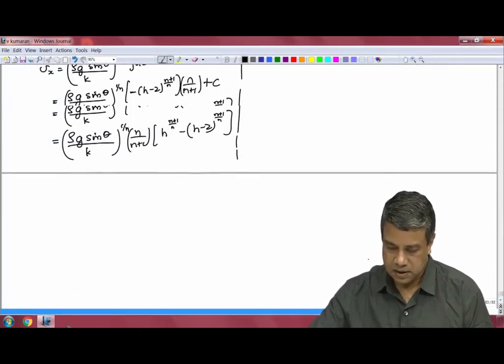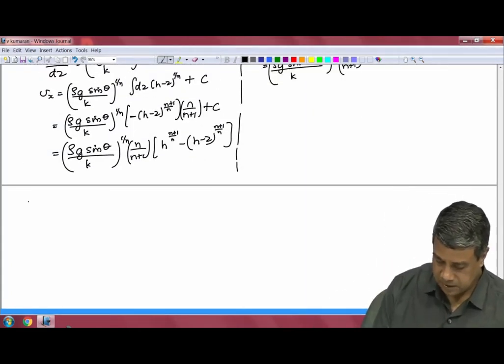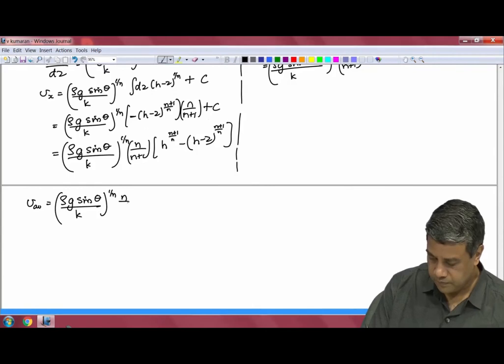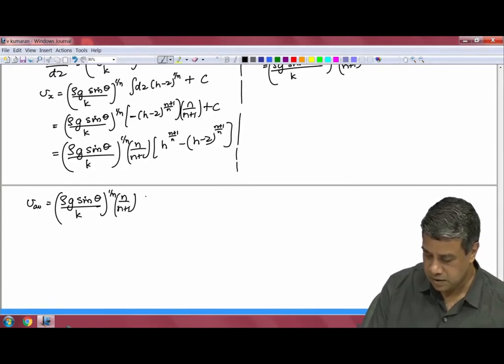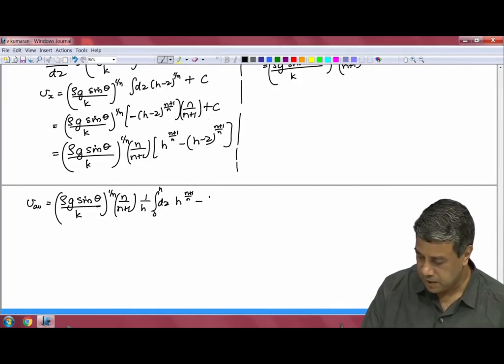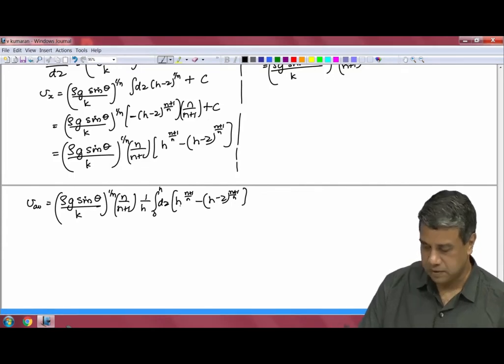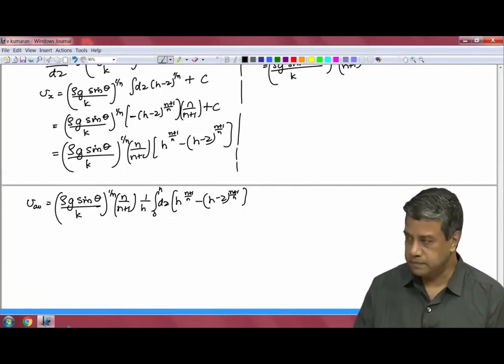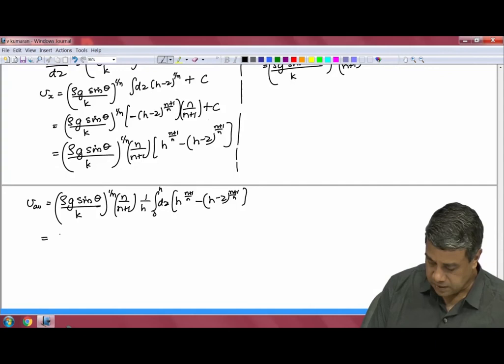We can also calculate the average velocity from this expression. V average is equal to, these are constants, 1 over h integral 0 to h dz of [h to the power (n plus 1) by n minus (h minus z) to the power (n plus 1) by n]. The integral from 0 to h divided by h is the average velocity. Let us evaluate that.